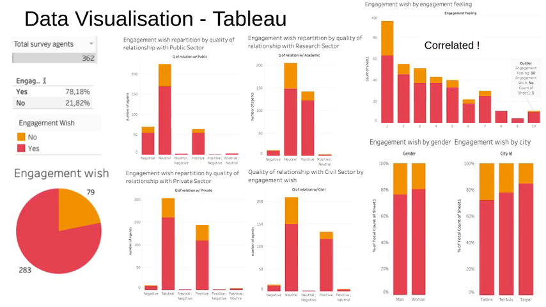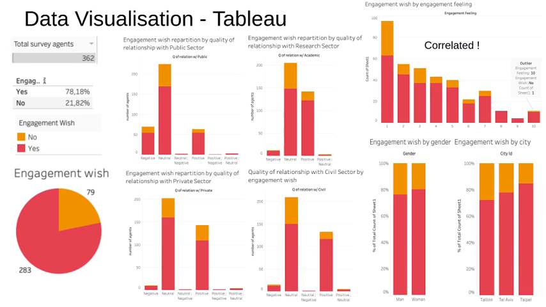I started to make some visualization with Tableau, and so I started to check the engagement wish. It can be yes or no, and so the quantity of it in my data sets. I can see that in the whole data sets, which are a total of 362 agents, we have a bit more than 78% of people that wish to engage more, and 21% of people who do not wish to engage more.